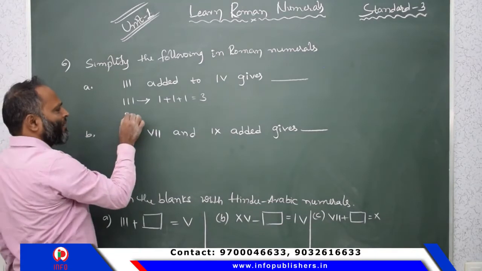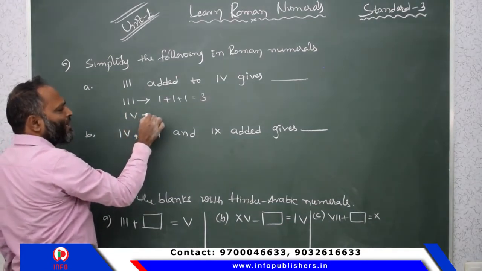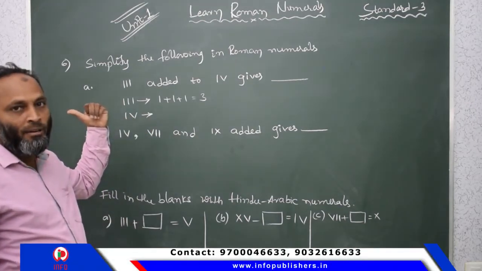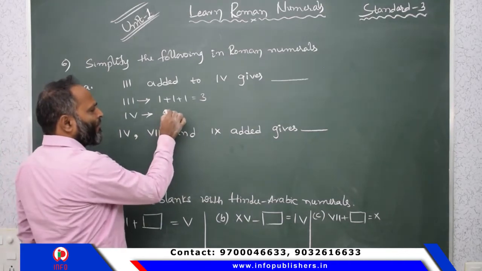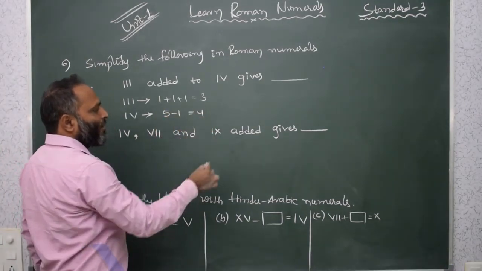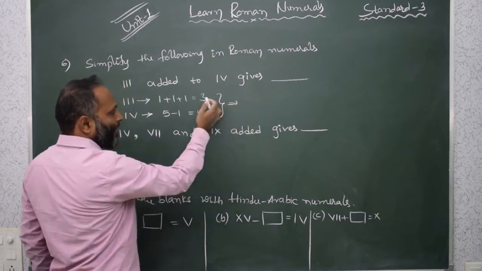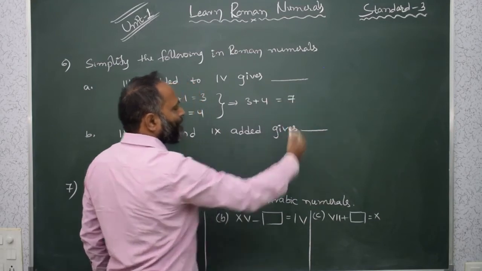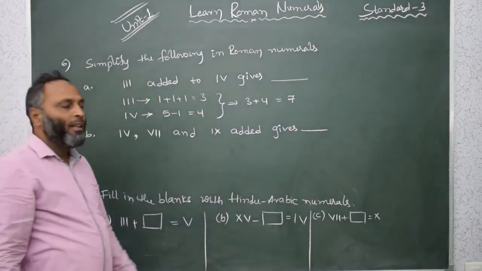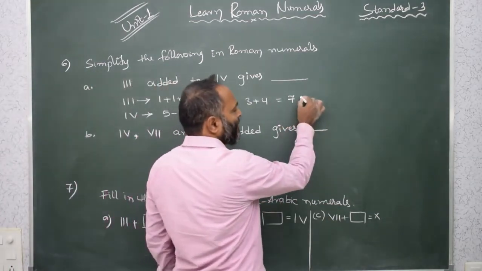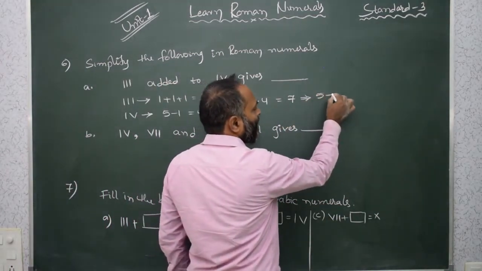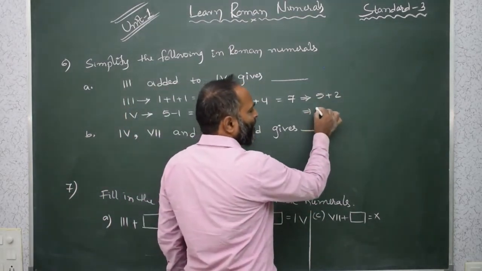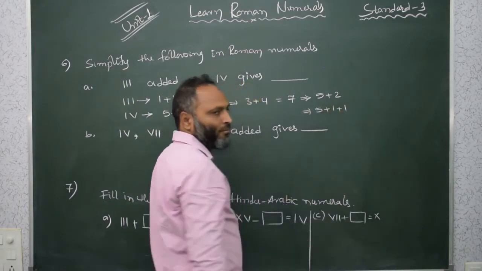Then the second one, IV. This is the bigger Roman numeral, and the smaller Roman numeral is on the left side of the bigger Roman numeral. We have to subtract. 5 minus 1 is equal to 4. Now we have to add 3 plus 4. 3 plus 4 is equal to 7. Then how to write 7 in the Roman system? That is 5 plus 2. 5 plus 2 is 5 plus 1 plus 1.